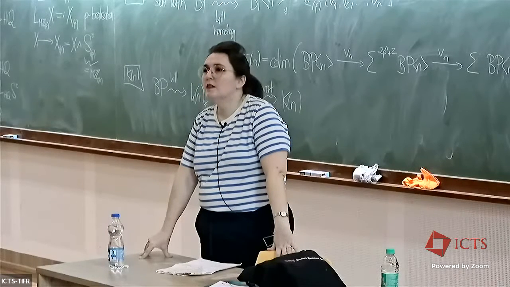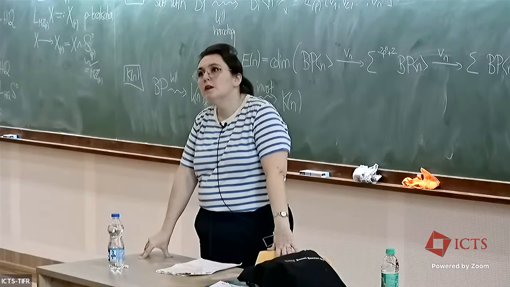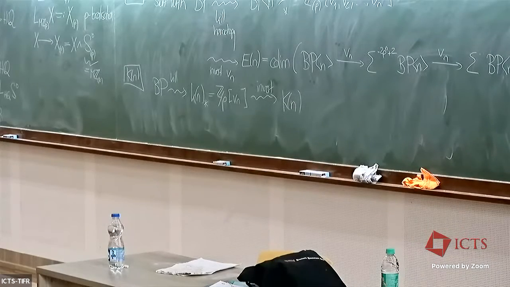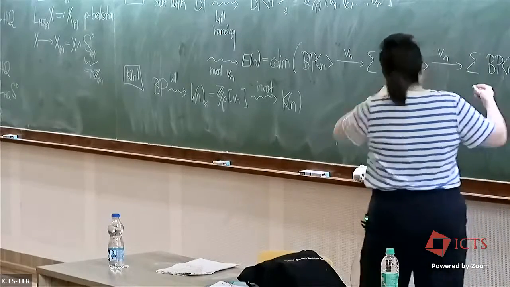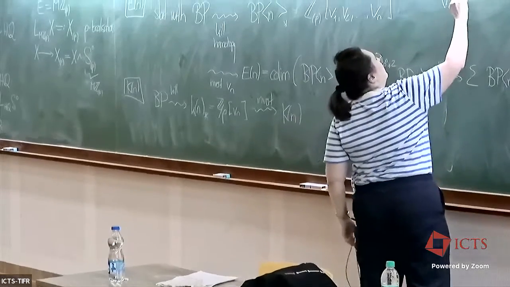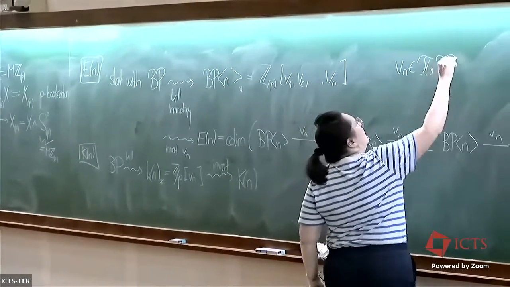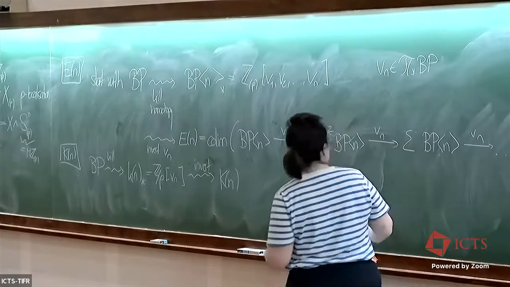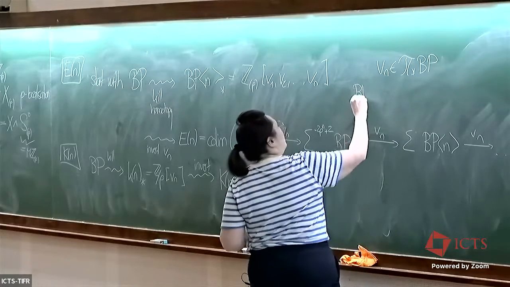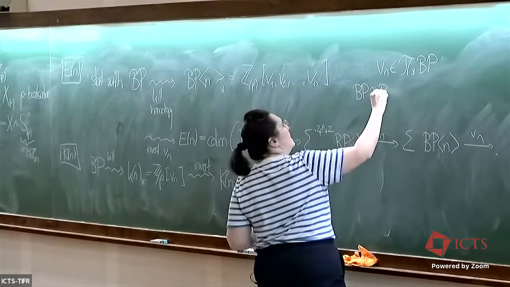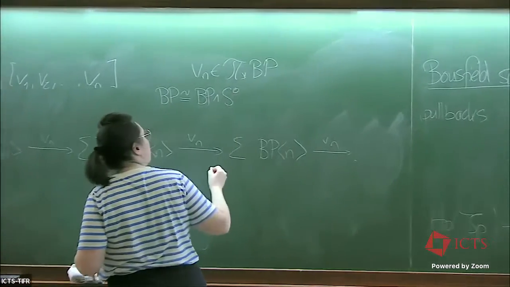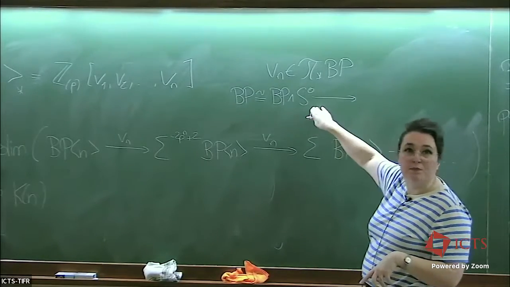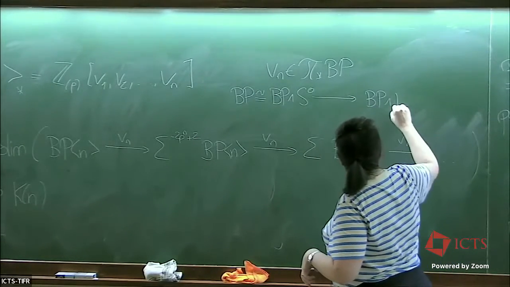In the construction of En, what do you mean by applying Vn? Thank you for asking. If Vn is in here, then of course, I agree that what I wrote doesn't make much sense. But you can, of course, take BP, which is the same as BP smashed with a sphere, and then Vn is now a map from the sphere to BP. You can apply this onto this factor.